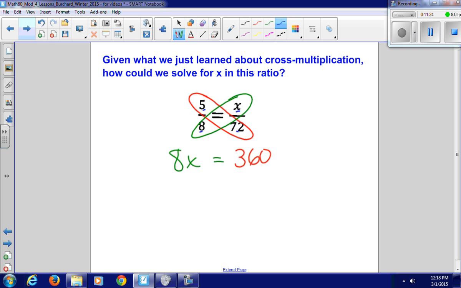Then I'm going to solve that like I would any equation. I got x equals 45, I think. So that means if I rewrote my proportion, it would say 5 over 8 is equal to 45 over 72.